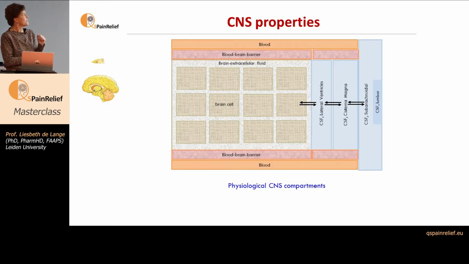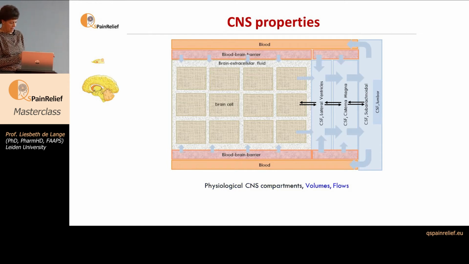So we started with depicting the physiological CSF compartments. The blood-brain barrier, the blood-CSF barrier. I won't go into detail, but that is this part. Then we have the brain parenchyma with the brain cells and the brain extracellular fluid. And we have multiple compartments of the cerebrospinal fluid, the CSF. We have the lateral ventricles, the third and fourth ventricles, the cisterna magna, and then the spinal cord, and the lowest part is the lumbar region there. Okay, so this is the map.